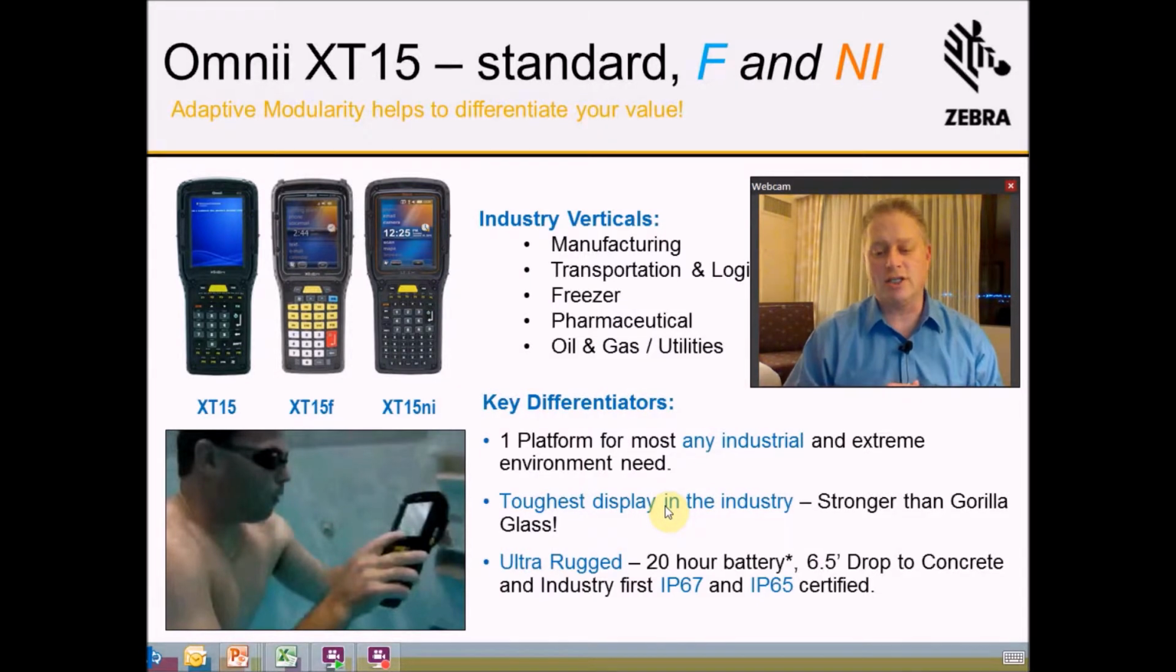It talks about the 6.5 drop spec to concrete, as well as the device being IP67 and IP65. You see a picture here down the bottom left where it's actually being used underwater, so it is completely submersible at IP67. In this video, they actually showed it scanning a barcode underwater. The difference between IP67 and IP65: IP65 means it can withstand water jets from washdowns at different angles. IP67 means it's submersible.